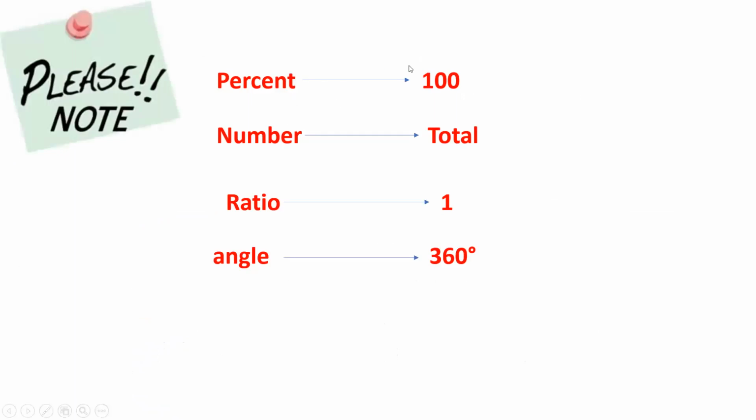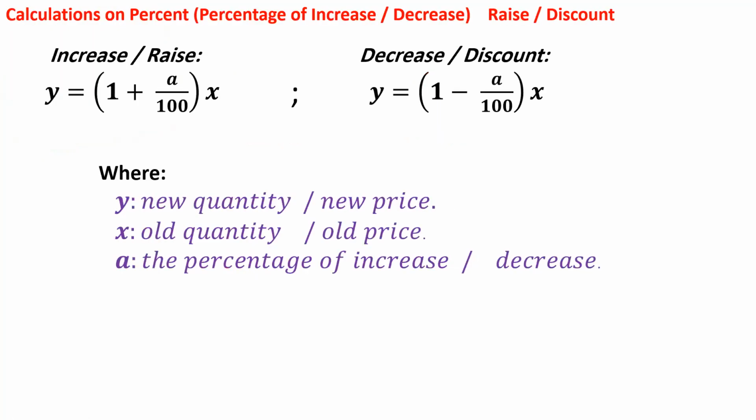Now these are very important. Each percent is out of the total 100 of the percentages. Each number is out of a total. For example, 5 boys in a class of 20, so 5 out of 20. The ratio is always out of 1, and if you are given an angle, it's out of the total 360 degrees.